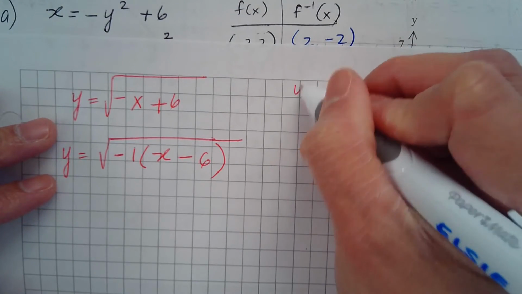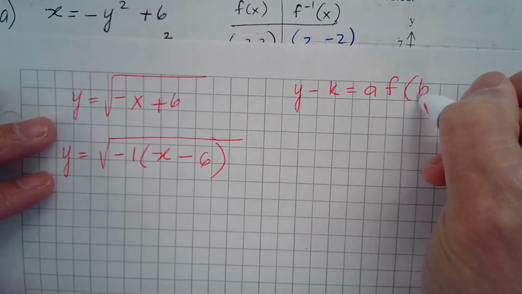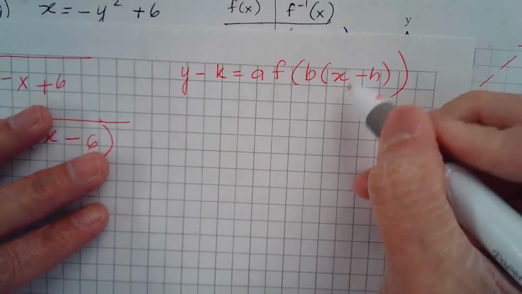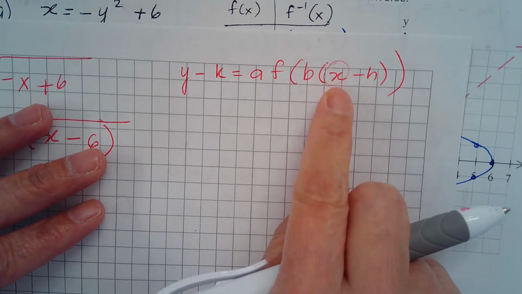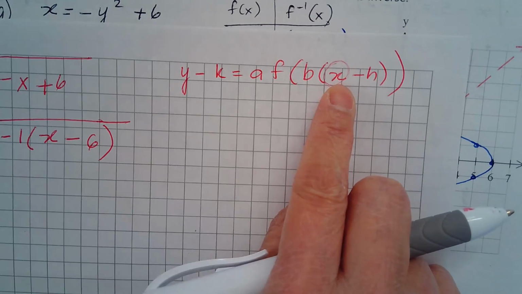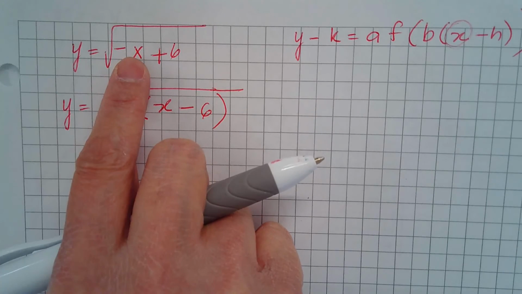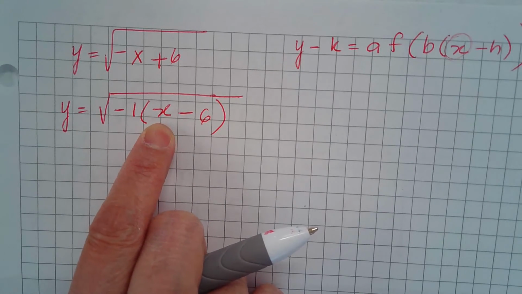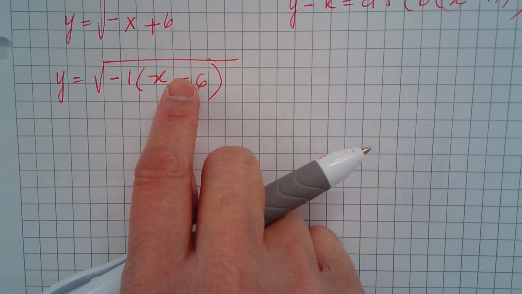In the general form, y minus k equals a times f of (bx minus h). This part here is positive x. So we would have to factor out a value so that the x is by itself. Here it's negative x, so we have to factor out a negative so that the x is positive. Okay? So that tells us, what kind of transformation is that?